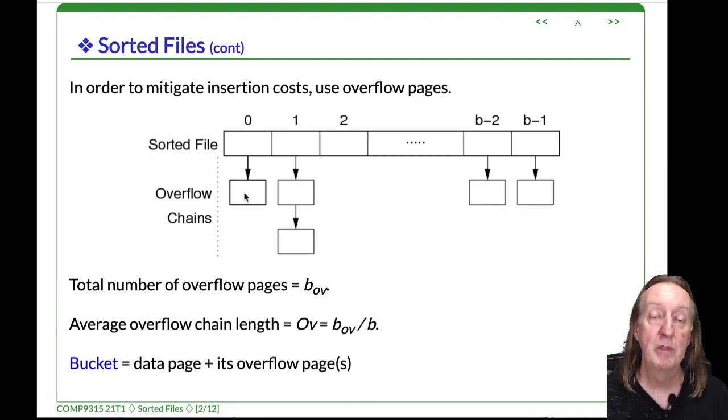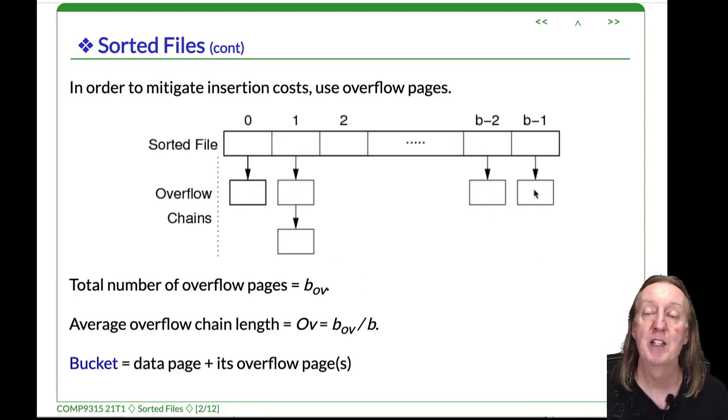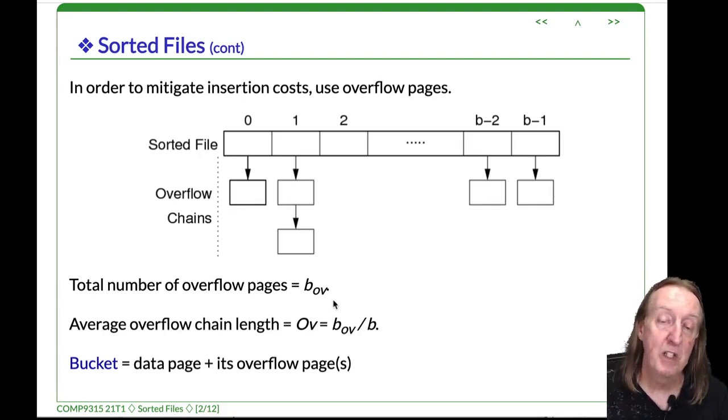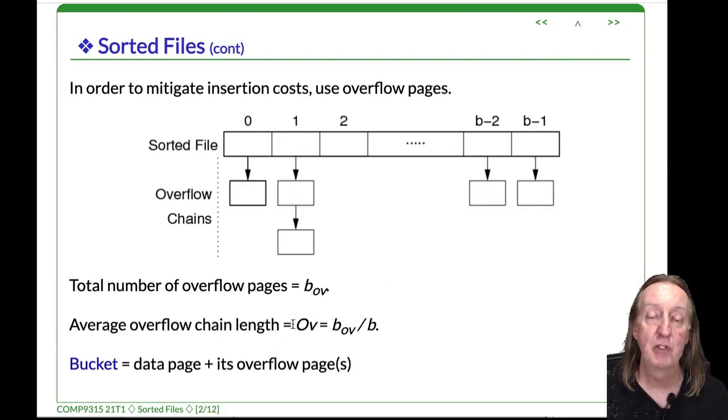The overflow file, which I've represented as chains here, is actually a file, of course, and these pages could appear in any order in the overflow file. But the size of the overflow file we'll denote by BOV, and the average overflow chain length is just BOV divided by the total number of data pages. We can view a data page plus its associated overflow pages as a bucket.